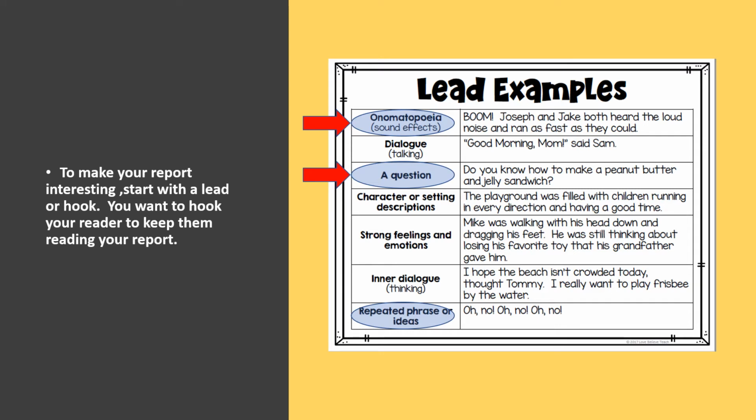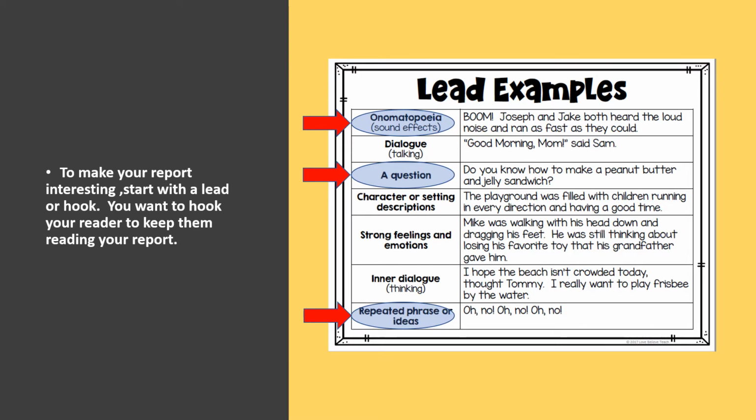Another lead or a hook that you can use in your report is to say a repeated phrase or idea. Oh no, oh no, oh no. That would be something that you could use in your story, but you can also use it as a repeating phrase. For example, if we were doing a report about an earthworm, wiggle, wiggle, wiggle, you could put that in to show how an earthworm moves.